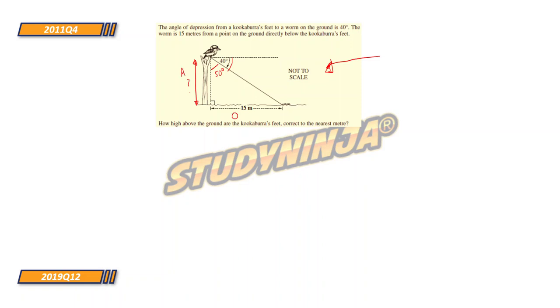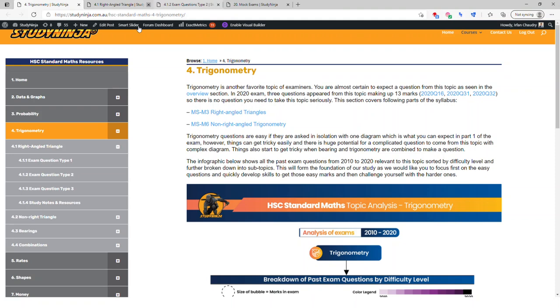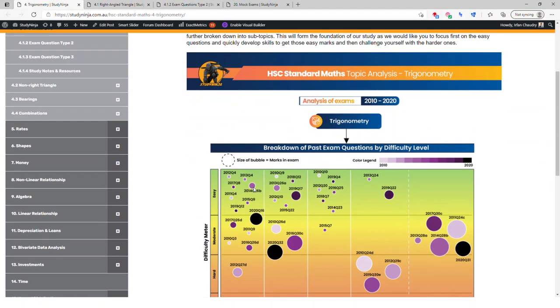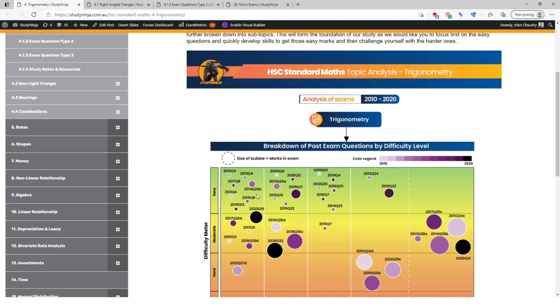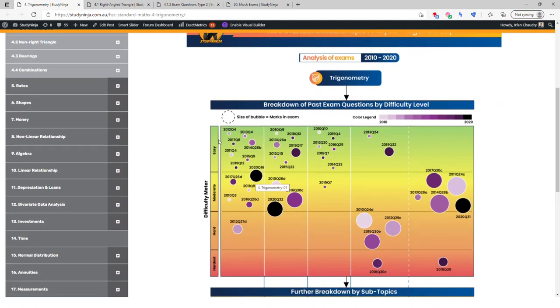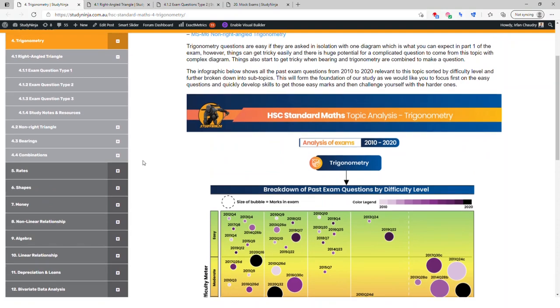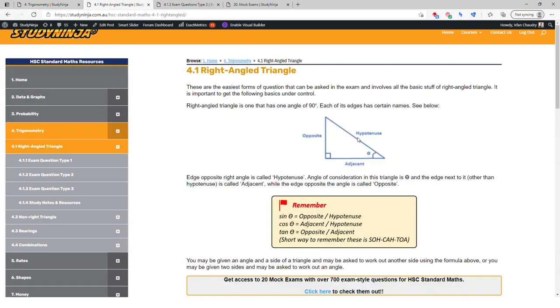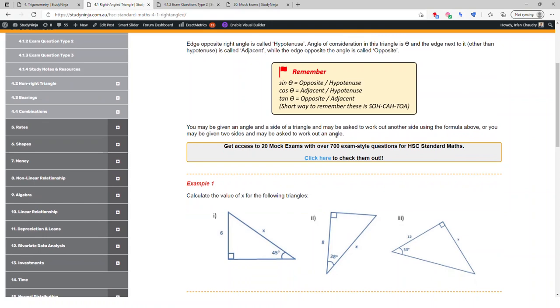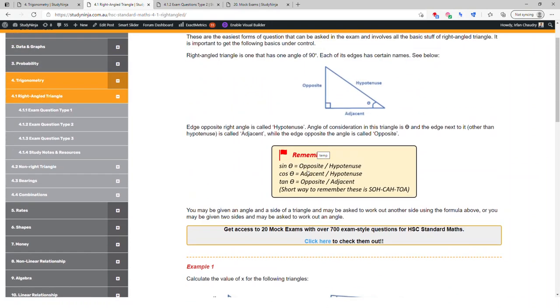Now you need to know what formula to use, and I would recommend going to Study Ninja. This is where I've put together a chart in which we have mapped questions from easy to hard by topic. If you go to right angle triangle, pretty much all you need to know about this topic is here in the notes. The formulas you need to remember are sine, cos, and tan, and a short way to remember this is SOH CAH TOA. If you're given opposite and adjacent, you would use tan: tan theta is equal to opposite over adjacent.